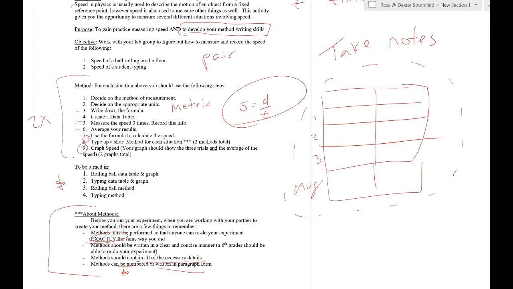So once you're going to work with your partner and come up with how you're going to measure the speed of a rolling ball, you're going to take some notes, you're going to set up your data table, and then you're going to go and actually roll the ball, collect some data. You'll do the same thing for the speed of a student typing. Then what's for homework is this piece here. This is what will be turned in eventually via OneNote, but we'll get to that later.